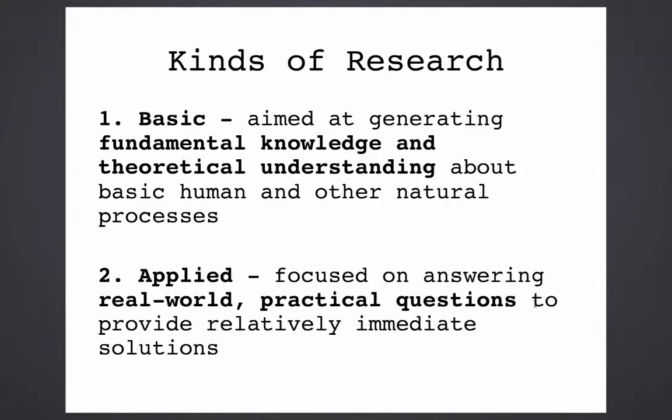The authors of the textbook give us 5 different kinds of research, and they talk about research as being able to be characterized in multiple ways. And the first way they talk about are the different kinds of research, and the first one they mention is basic research, and this is what they say is aimed towards developing or generating fundamental knowledge and theoretical understanding, as opposed to applied research, which is focused on answering real-world practical questions and provide solutions to problems that we may be dealing with.